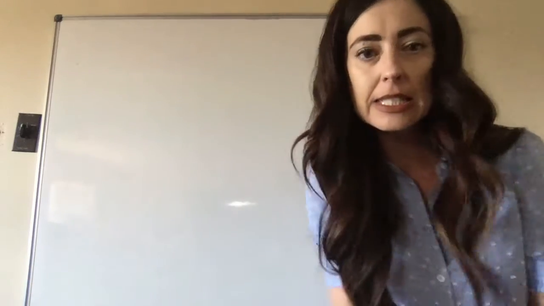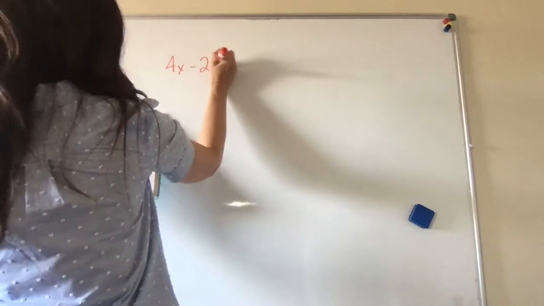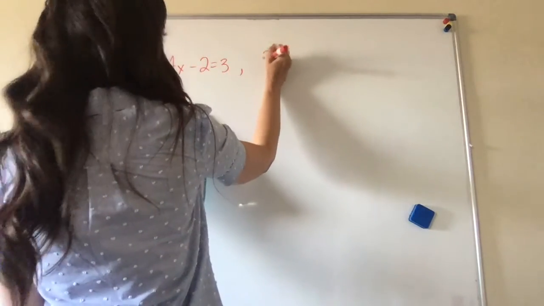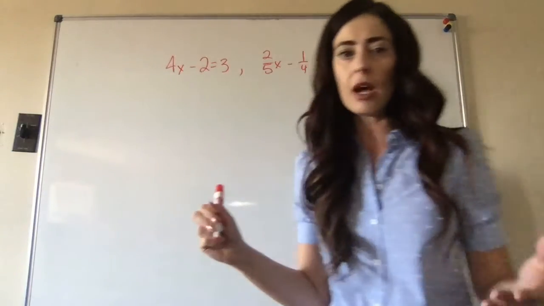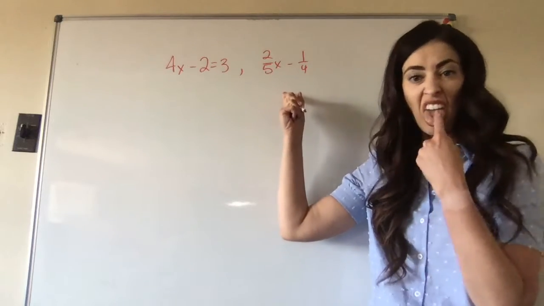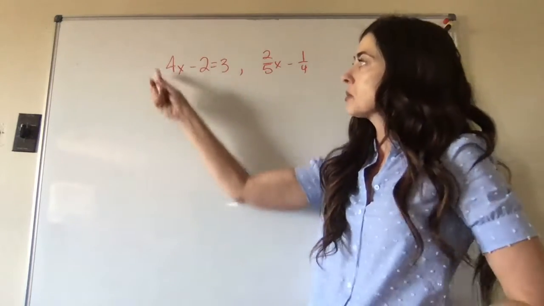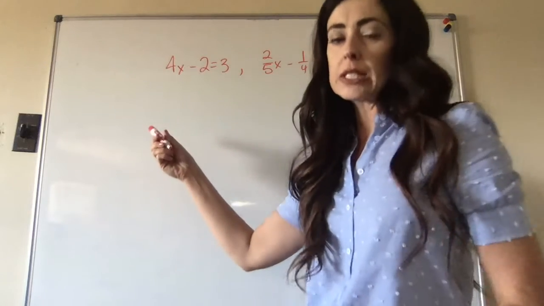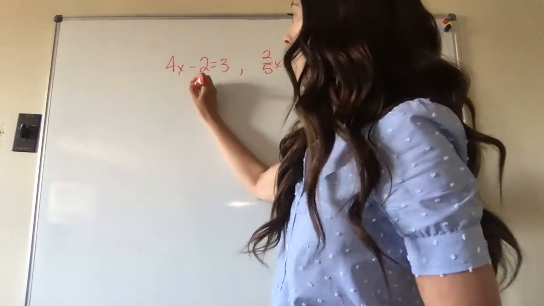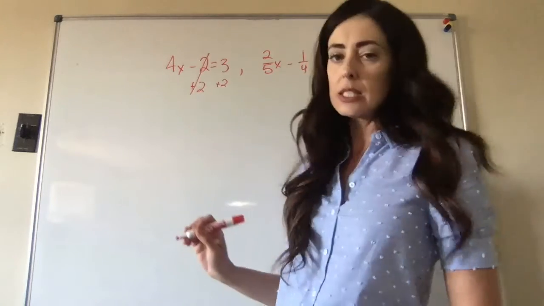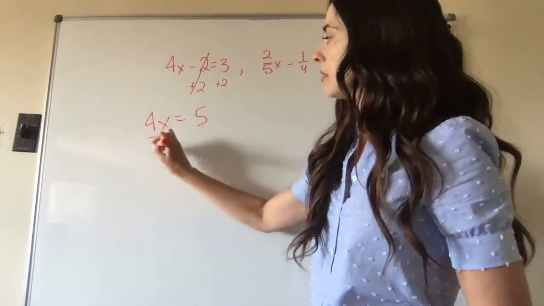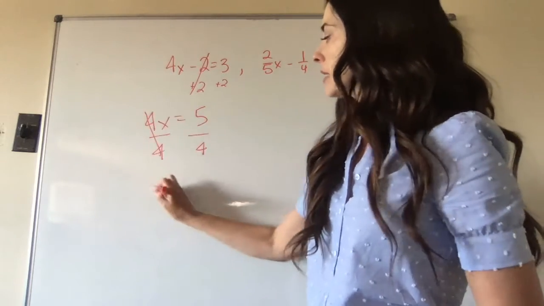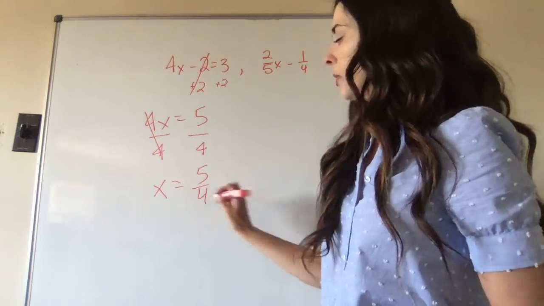So the second example tells us 4x minus 2 equals 3, and then we need to find the value of 2/5 x minus 1/4. Now, of course, they have to kick it up a notch for us and give us an equation with fractions, right? So let's solve this one first. We're going to get the x term on one side of the equals sign by itself, so we're going to add 2 on each side. Those cancel out. We're left with 4x equals 3 plus 2 is 5. And then we divide each side by 4. 4's cancel out, and we get x equals 5/4, okay?